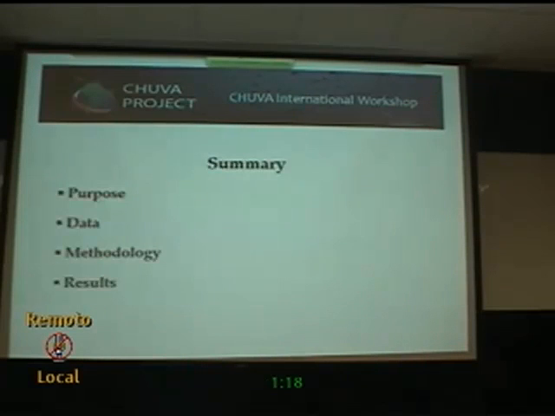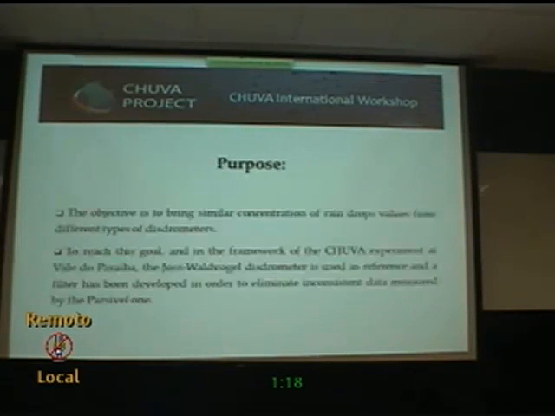My presentation is separated into the following topics. The objective is to bring similar concentration of raindrops values from different types of disdrometers. To reach this goal, and in the framework of the Chuva experiment at Vale do Paraíba, the Oswald-Vogel disdrometer is used as reference, and a filter has been developed in order to eliminate inconsistent data measured by the Parsivel.